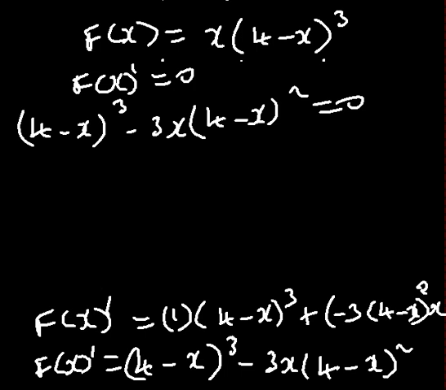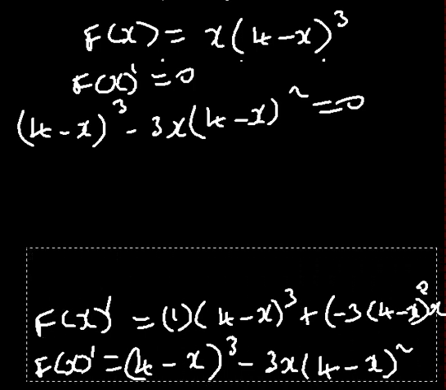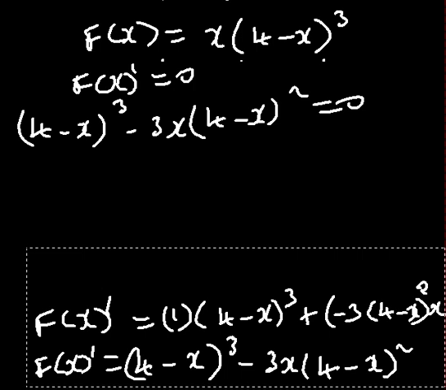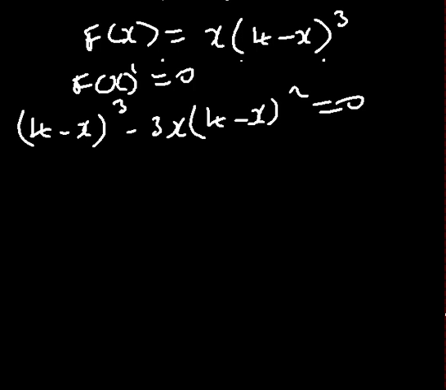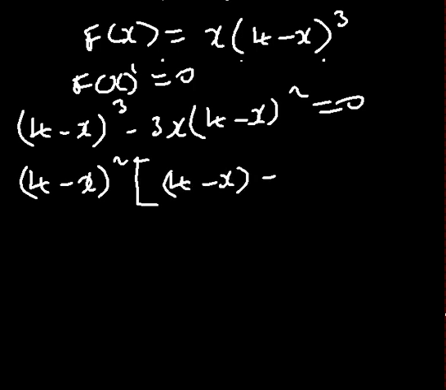And how do you think we should proceed? As you can see, we can factor out (4 − x)². That is the common factor. So we have (4 − x)² times [(4 − x) − 3x] equal to 0, as you can see there.